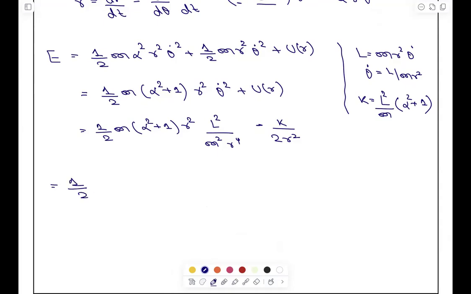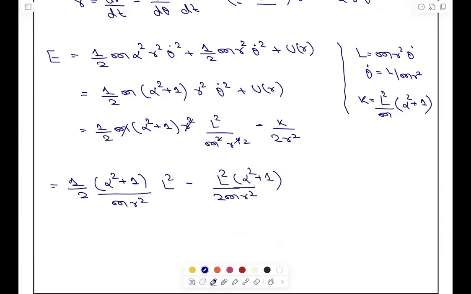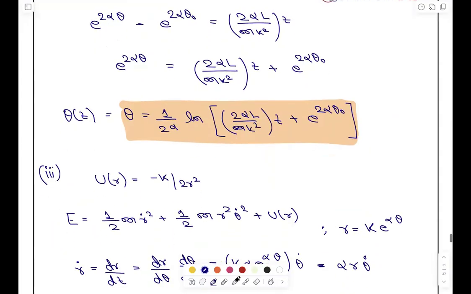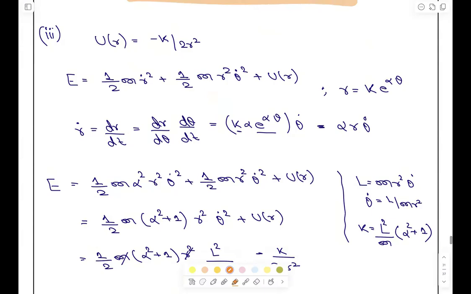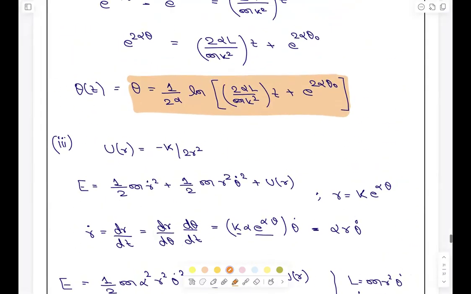It will become half into this m and this m will cancel out. r square will become r square. So it will become alpha square plus 1 upon m r square into L square. Now what is the value of k? It is L square by m. So minus L square by 2m r square into alpha square plus 1. You can understand both the values are the same only. So it is coming out to be 0. So the total energy of this, where r is equal to k e to the power alpha theta, will become 0. So this is how we solve these questions.